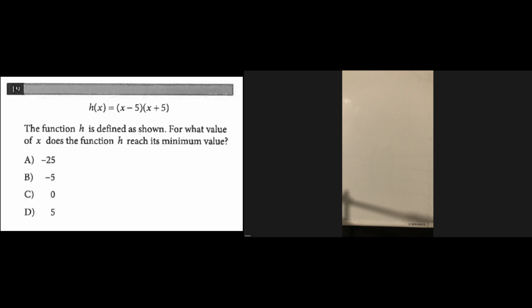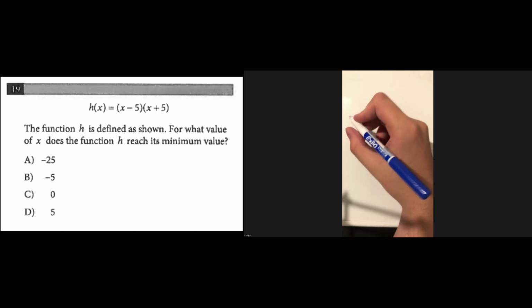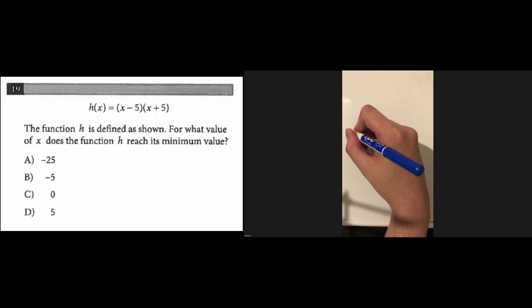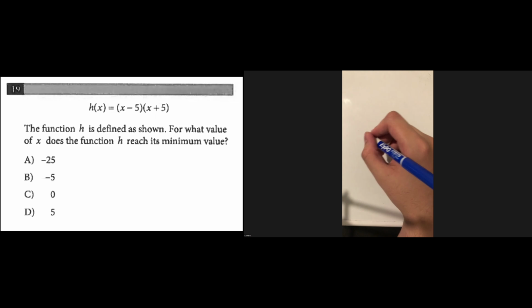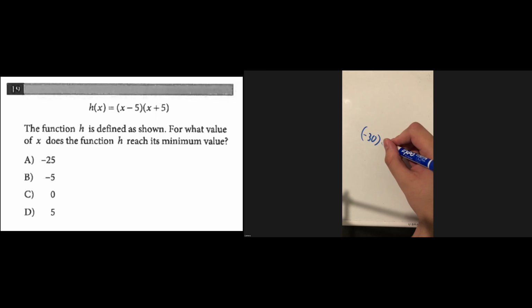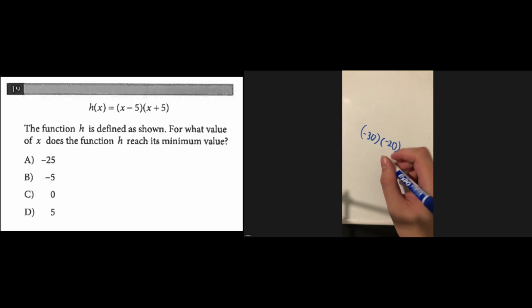Okay, so for question 19, the fastest way would probably just be plugging in. And so for A, if we plug in negative 25, minus 5 is negative 30, times negative 25 plus 5, which is negative 20. So negative 30 times negative 20 is positive, like 600. So that's definitely not a minimum value.